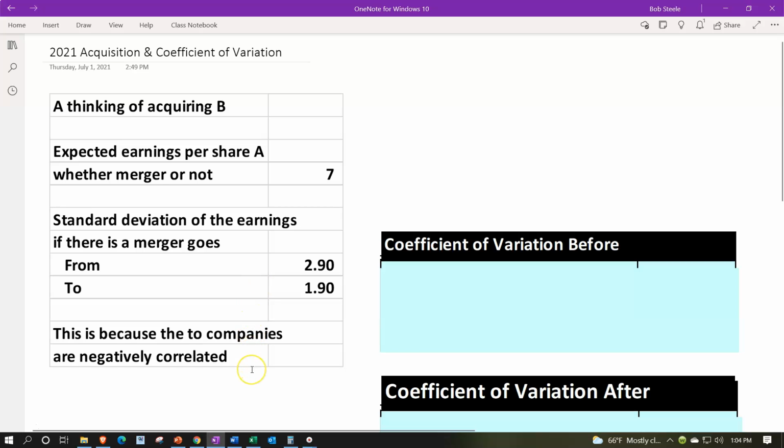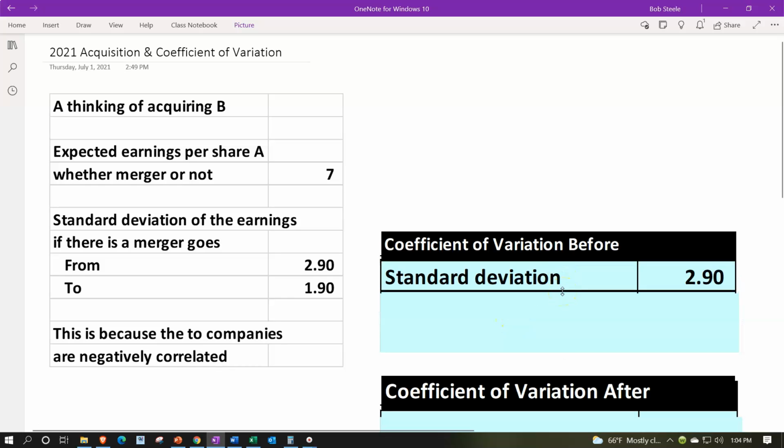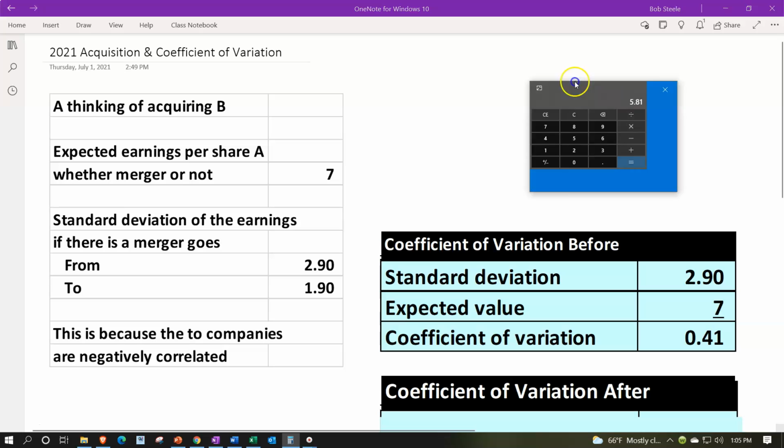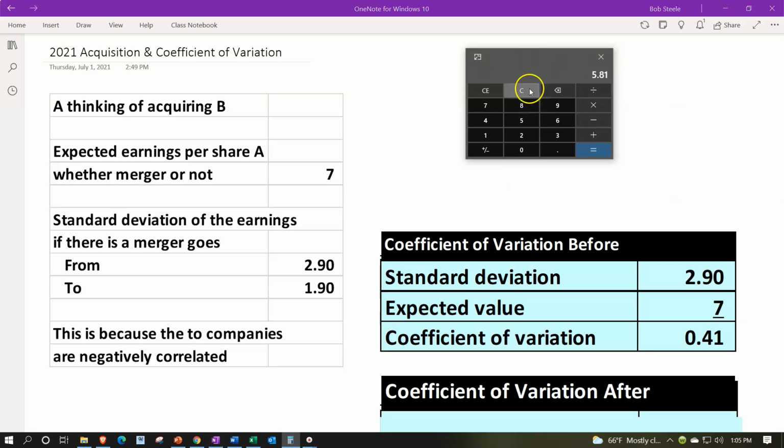So we're going to say this merger was negatively correlated, and that would mean the risk would go down, standard deviation going down, and the coefficient of variation you would expect to go down as well. The coefficient of variation can be calculated. This is before the merger takes place, at the 2.9 standard deviation, and then we have the 7, which is the expected value, kind of like the mean or the average in our calculations. And that will give us the coefficient of variation, which is 2.9 divided by 7, the 0.41.